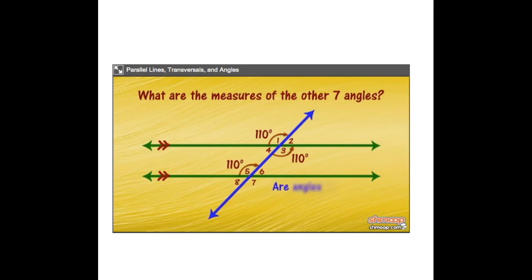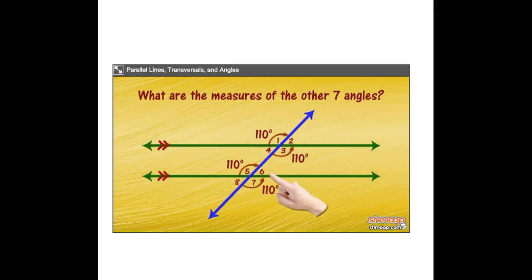Wait, so angles 3 and 5 are congruent too? Actually, yes. They're both on the interior between the two parallel lines and on alternate sides of the transversal. So we call them alternate interior angles. All alternate interior angles are congruent. And there's one more angle that's 110 degrees, and that's angle 7.